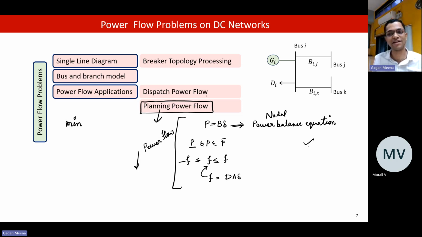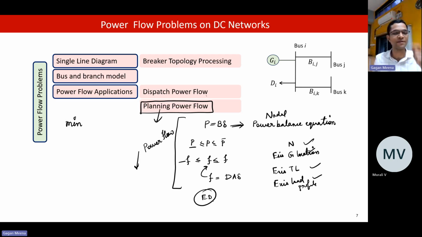We have existing generators, their location and their capacity are known. We have existing transmission lines, and their capacity is known. Existing load is also known, their location and their profile are also known. Right now, the simplest version of economic dispatch which we have studied is for only one particular time instant.